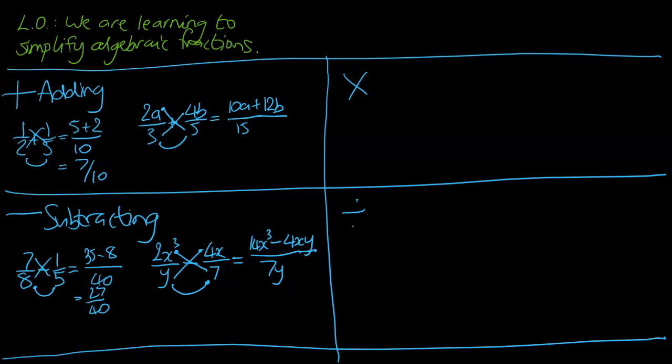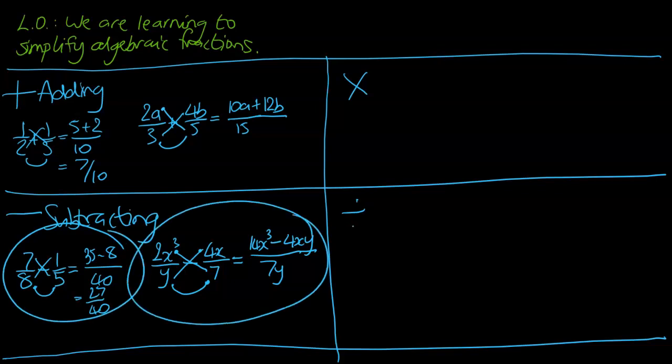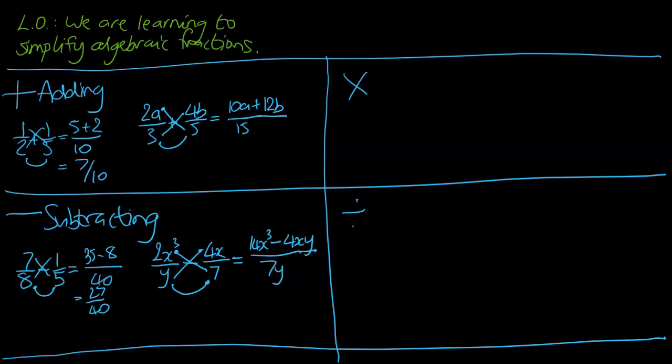In this case, no. A lot of you might be tempted to cancel out these y's, but we can't do that, because that 14x cubed doesn't have a y part of that, so that doesn't have the common factor as well. So again, hopefully you can make the connection. The same skill for the numbers is the same skill for the algebraic fractions. So let's move on to multiplication.